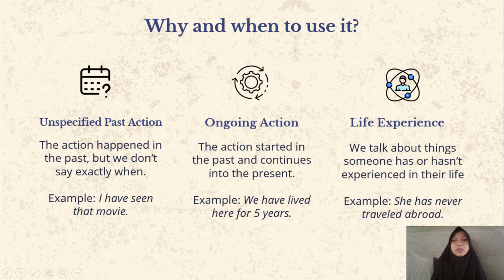And the second one is ongoing action. The action started in the past and continues into the present. For example, we have lived here for 5 years. This means you moved 5 years ago and you're still living there now. And then the last one, we have life experience. We talk about things someone has or hasn't experienced in their life. For example, she has never traveled abroad.